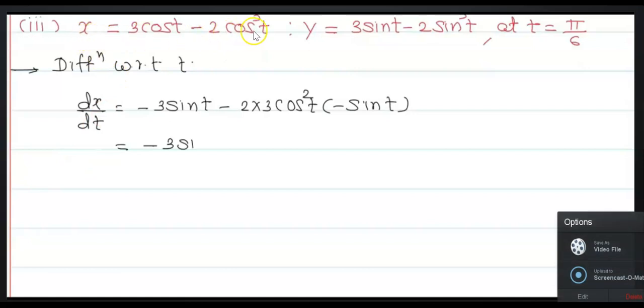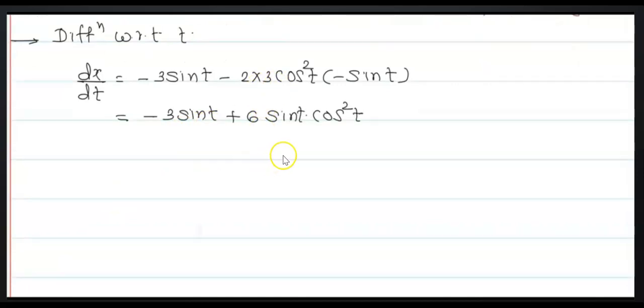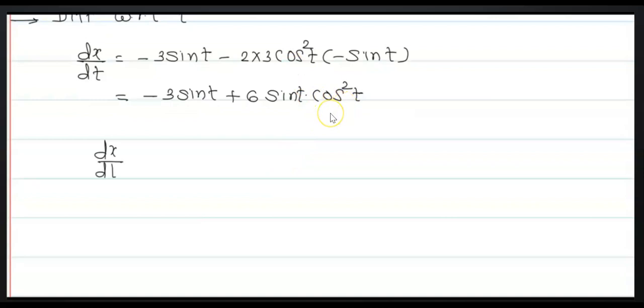Therefore here, differentiate this with respect to t, dx upon dt. What is the derivative of cos t? It is minus sin t. What is the derivative of cos cube t? That is 3 cos square t into derivative of cos t, which is minus sin t. Next, minus 3 sin t plus 2 into 3, that is 6 sin t into cos square t. Therefore, dx upon dt is equal to minus 3 sin t plus 6 sin t into cos square t.